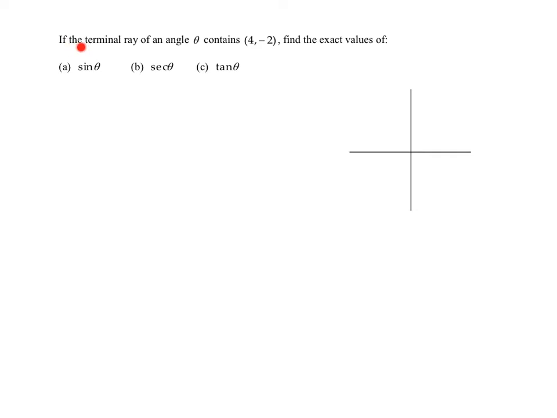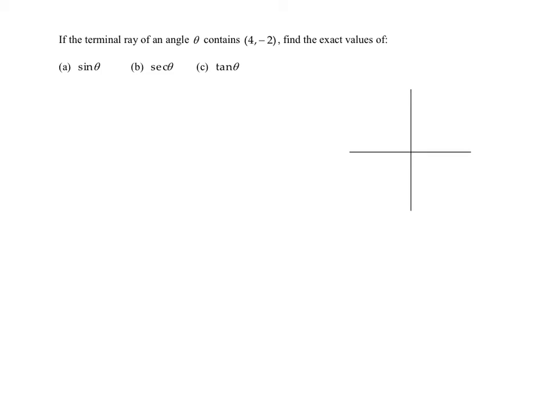In this problem, I'm given that the terminal ray of angle theta contains the point (4, -2), and I need to find the exact values of these three trig functions. Notice exact values means do not use a calculator. So the first thing I have to do is figure out where my angle is.